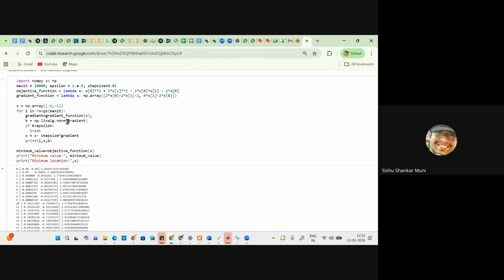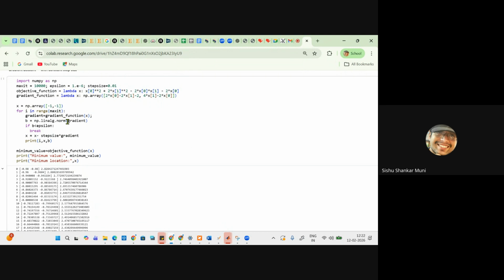And what am I printing here? I am printing the iteration number, then the x value we are getting, and the norm of the gradient, b. B is the norm of the gradient. Then I am printing the objective function of x, because after coming out of the loop, after it breaks, that will be the optimum value. So minimum value this, and the location we got is x. And we are printing it.